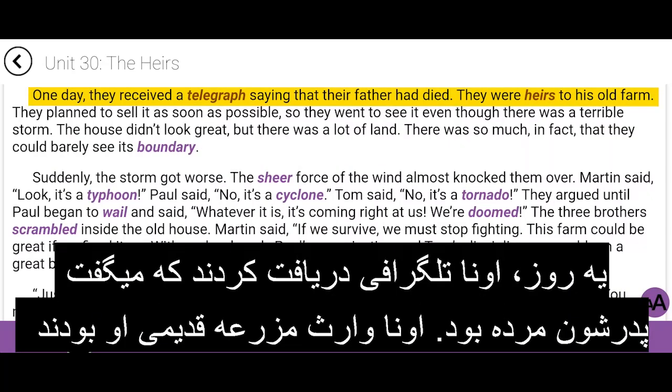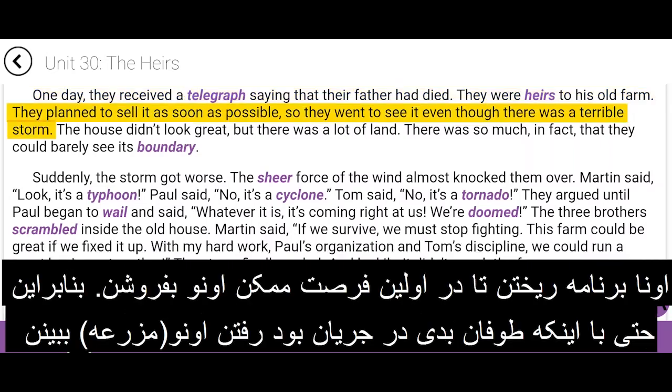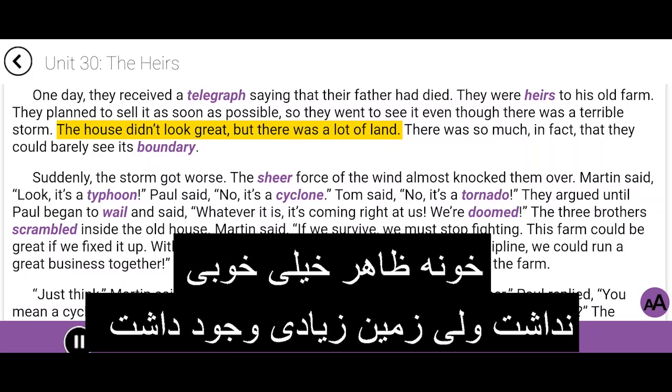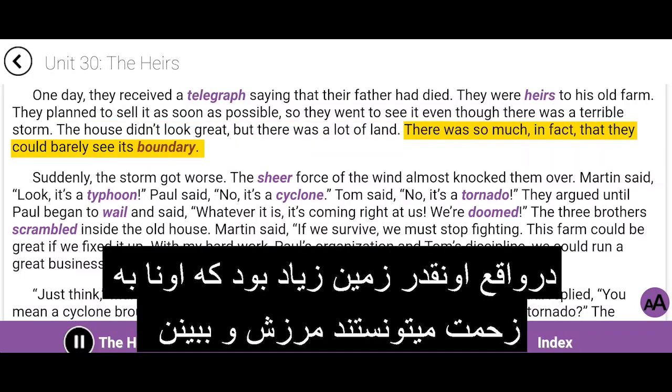One day, they received a telegraph saying that their father had died. They were heirs to his old farm. They planned to sell it as soon as possible, so they went to see it, even though there was a terrible storm. The house didn't look great, but there was a lot of land. There was so much, in fact, that they could barely see its boundary.